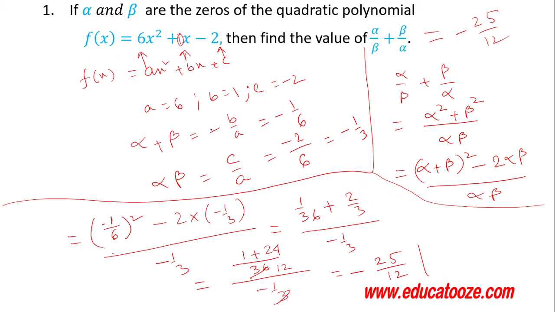This is like what exactly the zero means and how zeros are related to the coefficients of the polynomial. If alpha and beta are the zeros of the polynomial, then alpha plus beta is nothing but minus b by a, and I know the values of b and a, so I have found alpha plus beta. Similarly, alpha beta we can find and then substitute the values of alpha plus beta and alpha beta. So the final result is alpha by beta plus beta by alpha equal to minus 25 by 12.